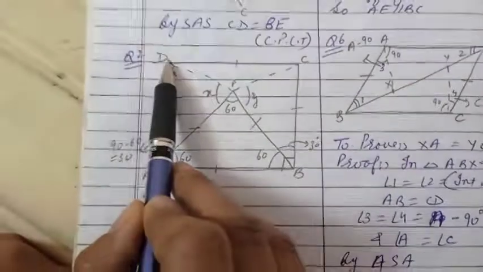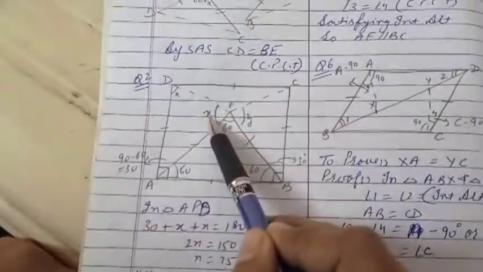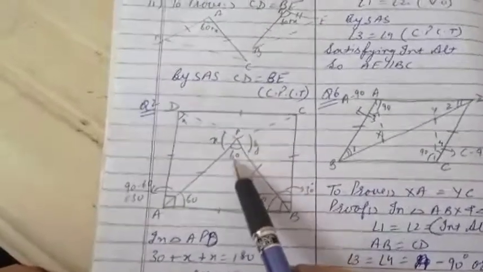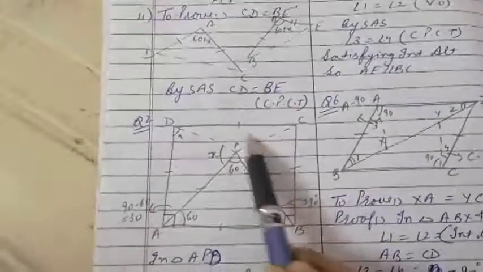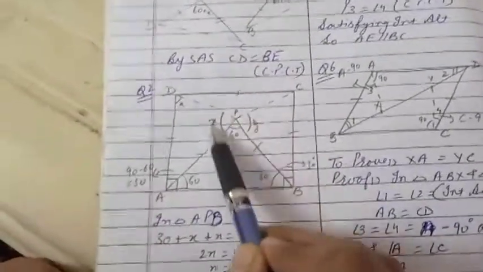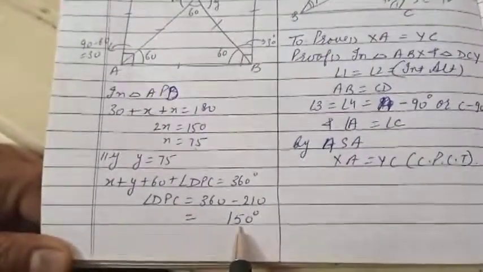Now you have to find angle DPC in the second part. So see here, angle x is 75, this is also 75, this is 60. So the sum of x, 60, y plus this angle is equal to 360, the whole angle. So by subtracting we can find out this will be equal to 150 degrees.